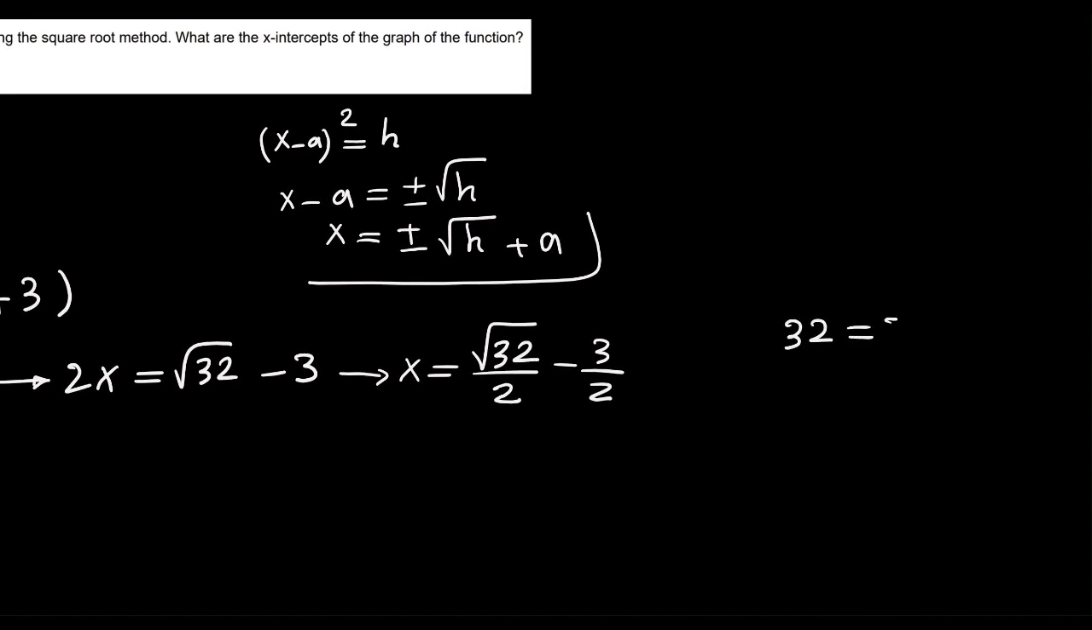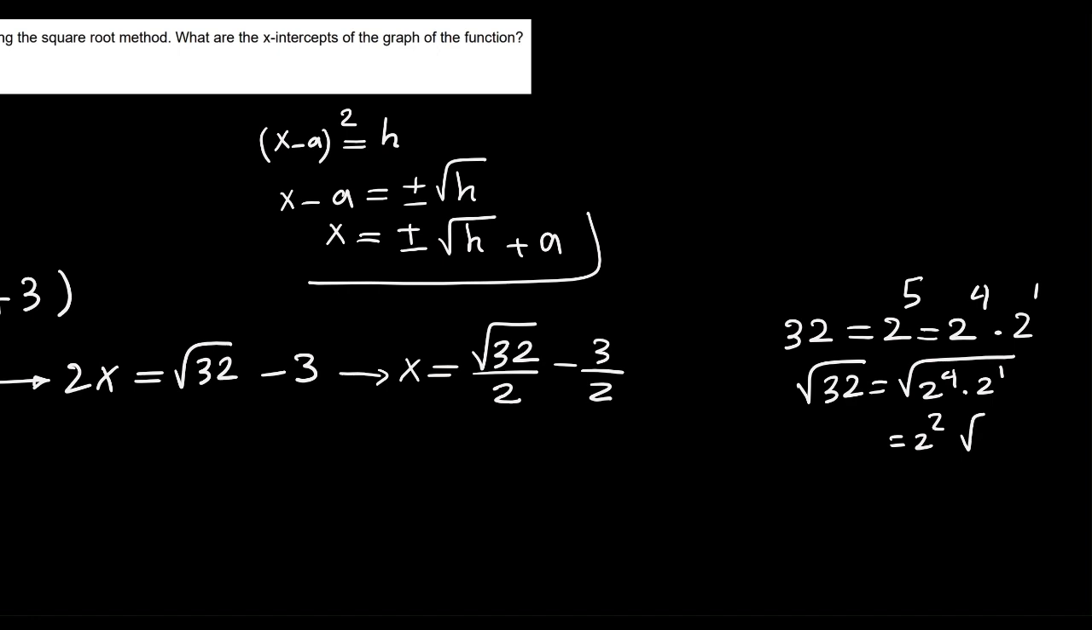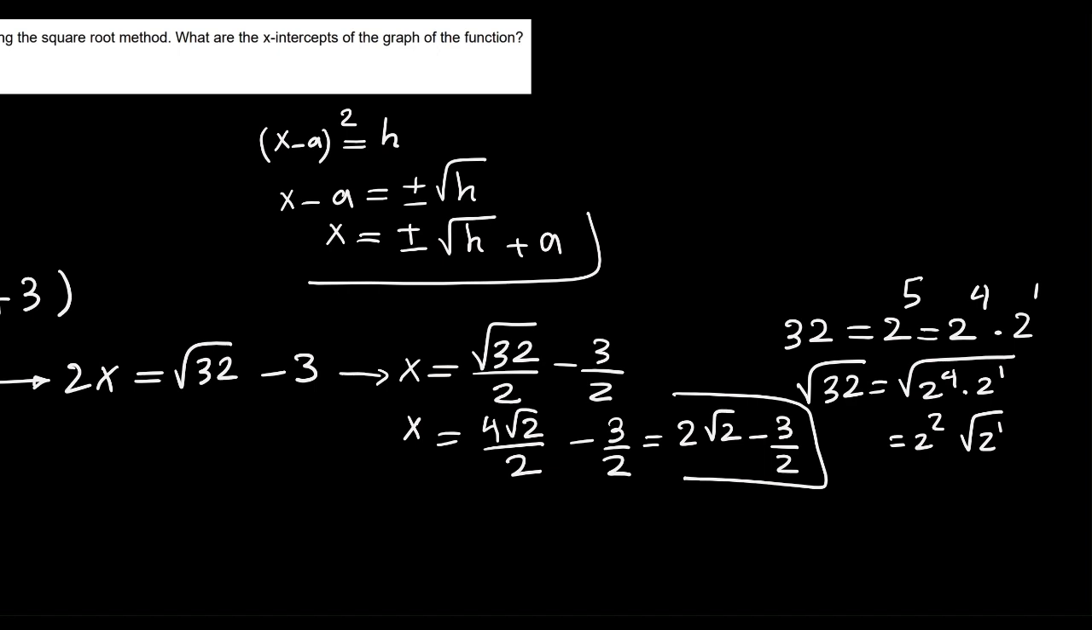We know that 32 actually is 2 to the power 5. So I can rewrite it as 2 to the power 4 times 2 to the power 1. So the square root of 32 actually is the square root of 2 to the power 4 times 2 to the power 1. The square root of 2 to the 4 is 2 squared, and 2 to the power 1 stays under the square root. So actually it's 4 times the square root of 2. So x is 4 times the square root of 2 over 2 minus 3 over 2, and I can write it as 2 square root of 2 minus 3 over 2. This is one of the real zeros.